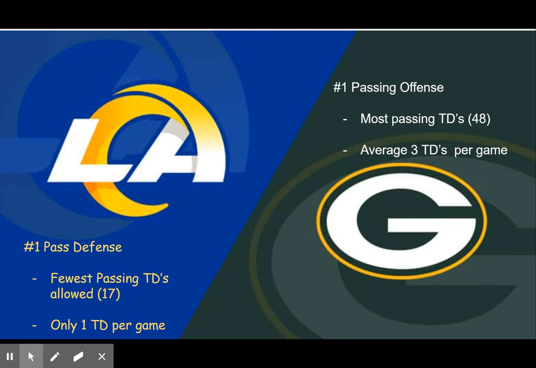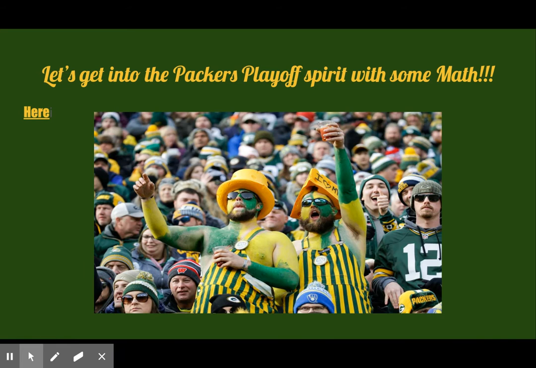Looking at the numbers here, the Rams are the number one pass defense. They've allowed the fewest passing touchdowns, only 17 touchdowns in the 16 games they played in the year. So that's only 1 touchdown per game. The Packers, on the other hand, scored 48 passing touchdowns in the 16 games they played. That's an average of 3 touchdowns per game. So it's a battle of defense versus offense.